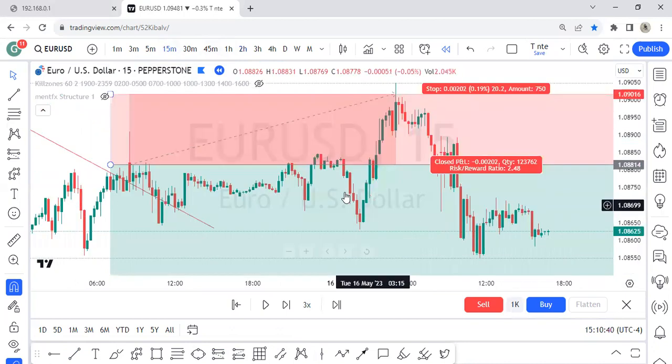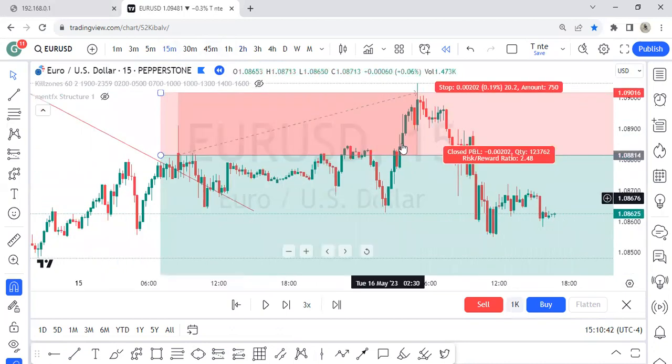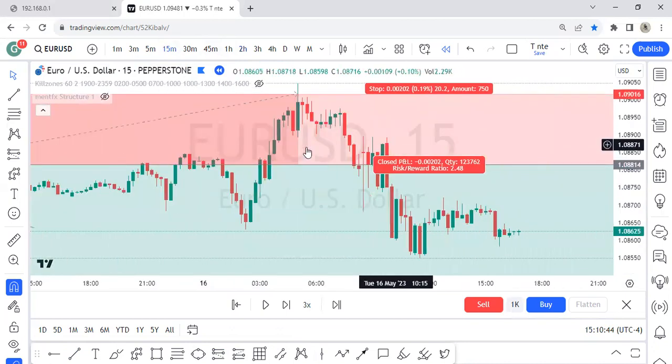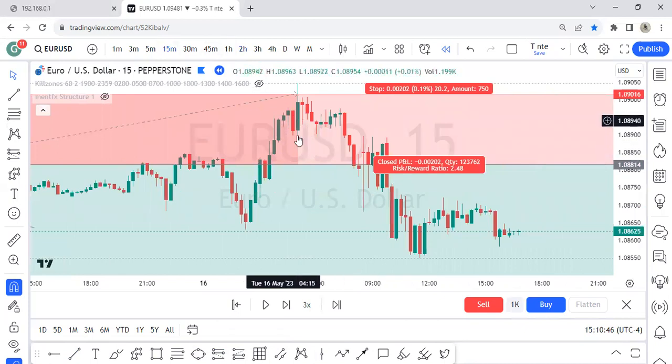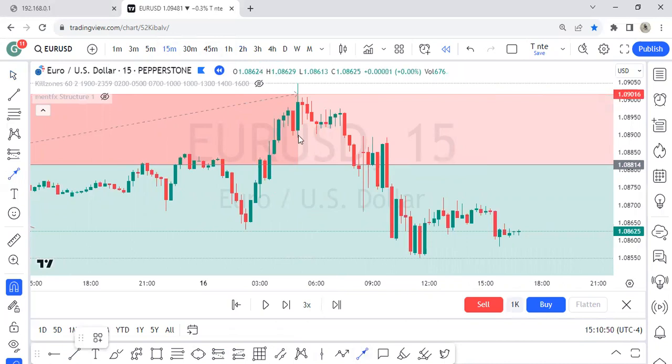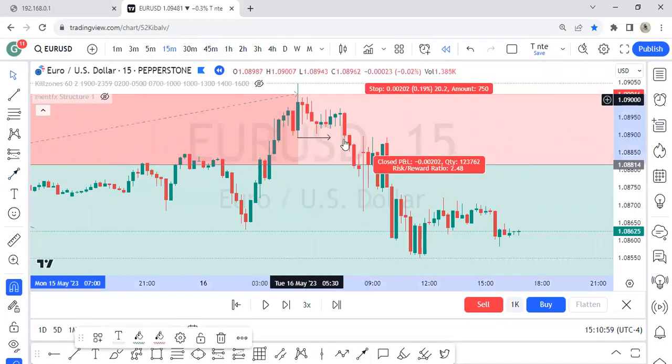Let's watch. So maybe price took out that trend line and broke above it. Did we have a confirmation? Yes, we did. When price made this swing low and made this swing high, this was a confirmation. Price broke structure here. We had a break of structure here, closing below this swing low.